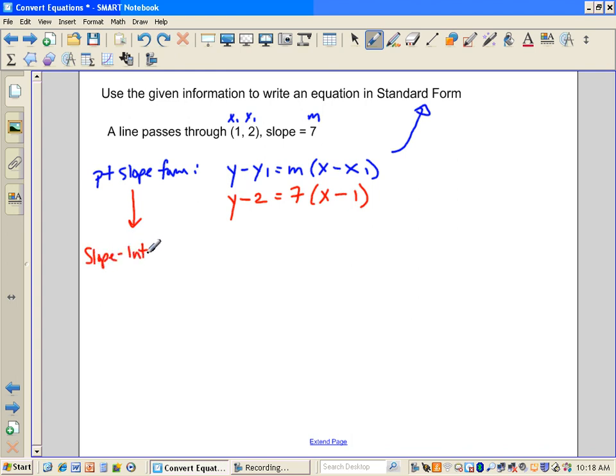And you, slope-intercept form. That's the y equals mx plus b form. You've been doing this. You know how to do this.